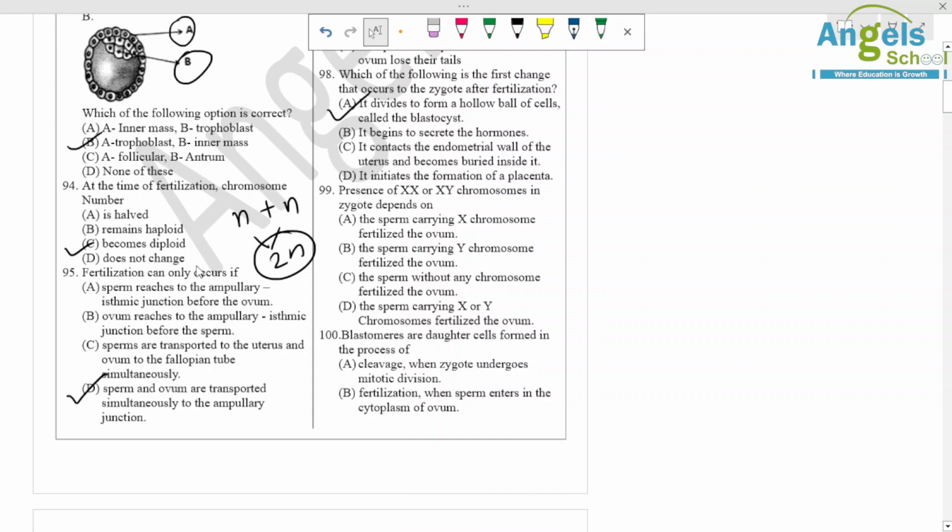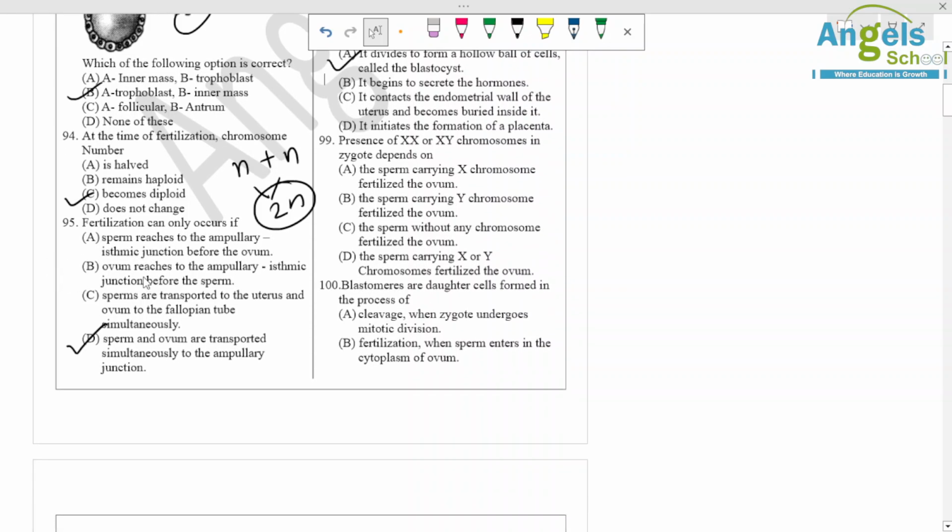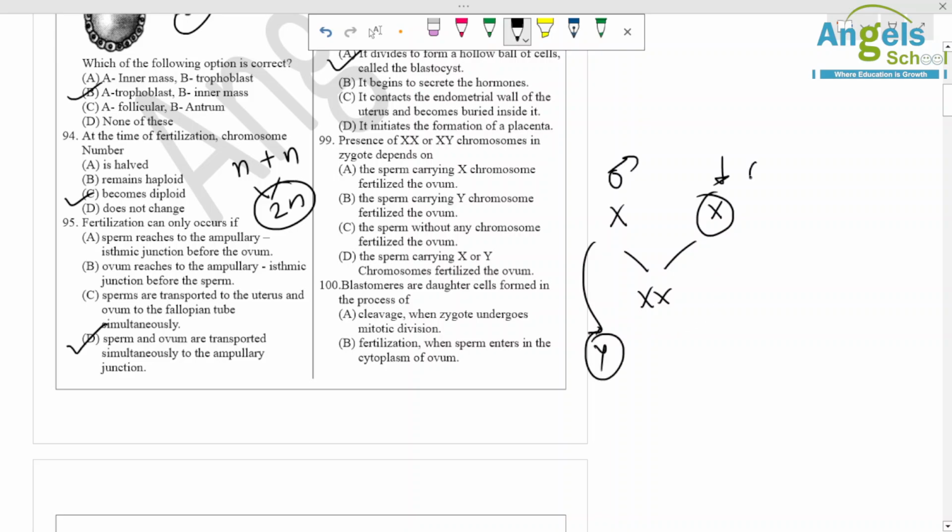Question number 99. Presence of XX or XY chromosome in zygote depends on the sperm. If the sperm carries an X chromosome and the ovum has only X, then the fetus becomes XX. If the sperm carries a Y chromosome, and of course the ovum has an X chromosome, then the zygote becomes XY. Okay, so option D is correct in this case. The sperm carrying X or Y chromosome fertilizes the ovum.